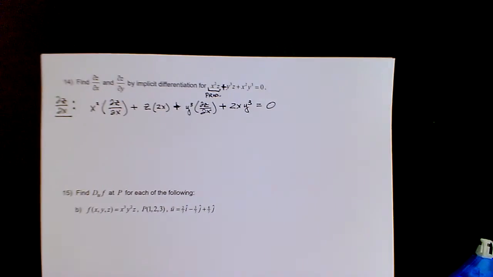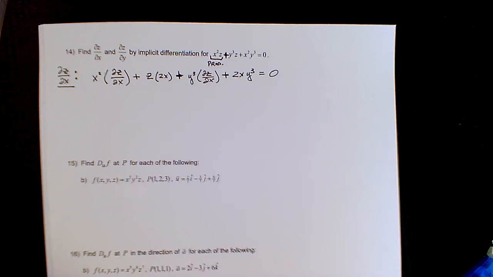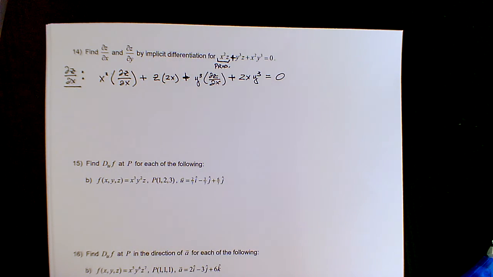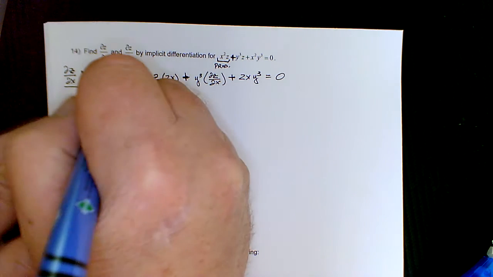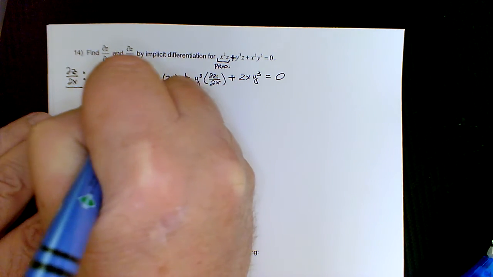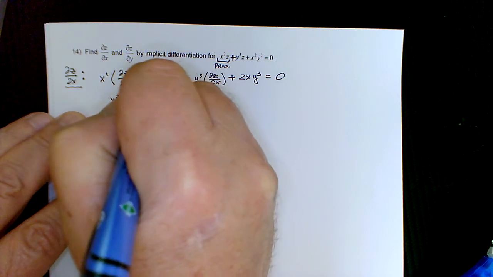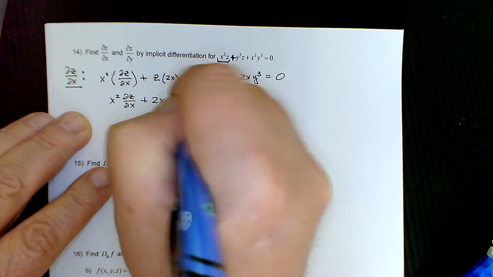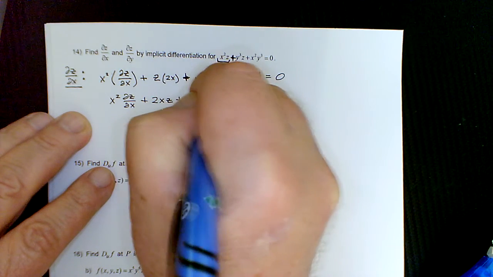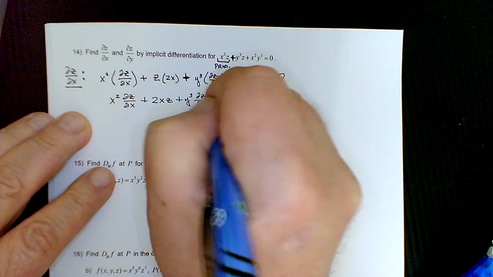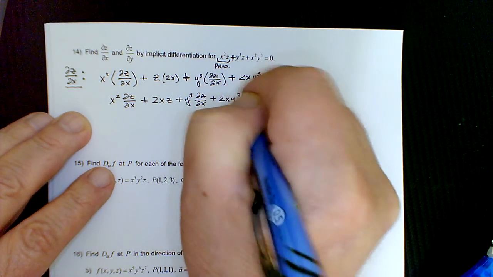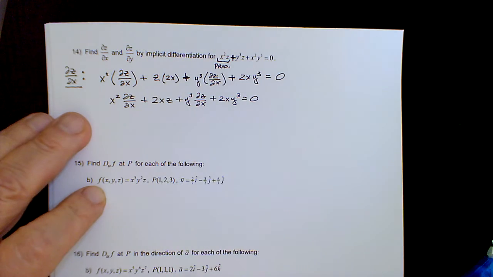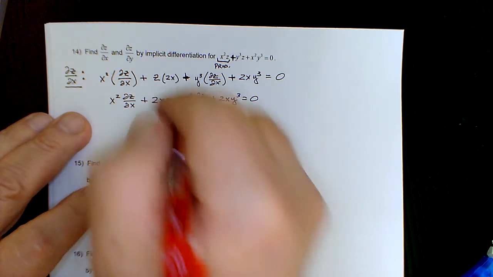And so at that point, let's see, start cleaning things up. Let me just rewrite this. x squared partial z with respect to x plus 2xz plus y cubed partial z with respect to x, and then plus 2xy cubed equaling 0. So I really didn't do much there. But now we've got to solve for partial of z with respect to x.